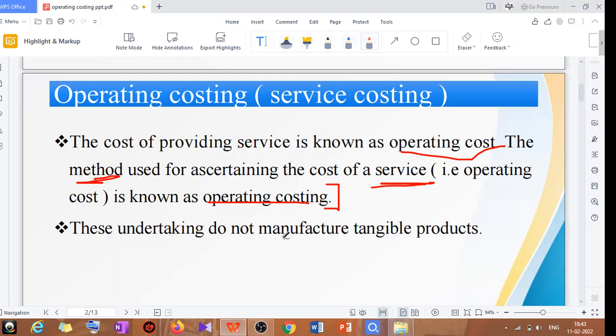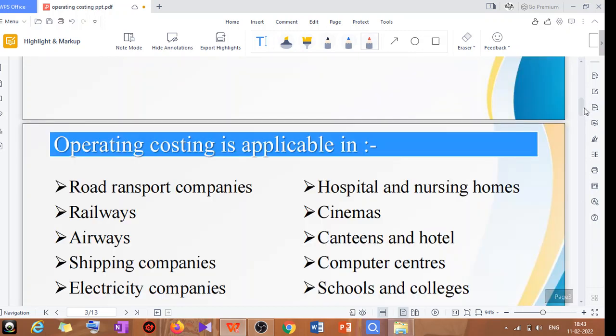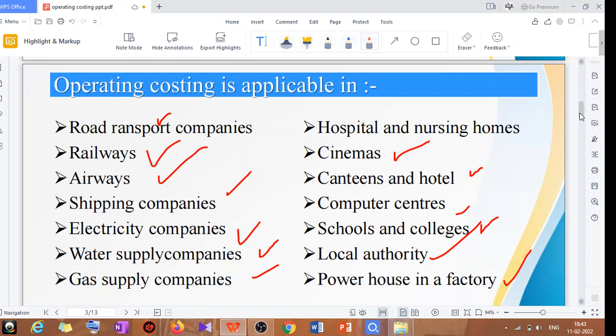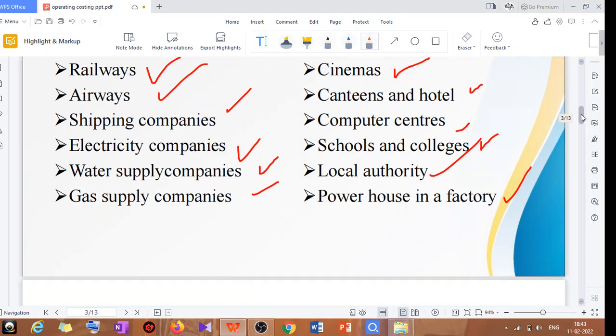These undertakings do not manufacture tangible products, so all these are service industries. Now let us see where it is applicable. This operating costing is applicable in road transport companies, railways, airways, shipping companies, electricity companies, water supply companies, gas supply companies, hospitals and nursing homes, cinemas, canteens and hotels, computer centers, schools and colleges, local authorities, and powerhouses in a factory. So these are the examples for operating costing.